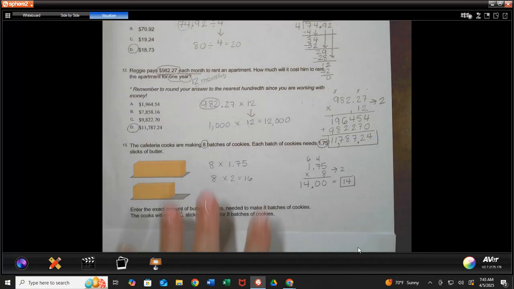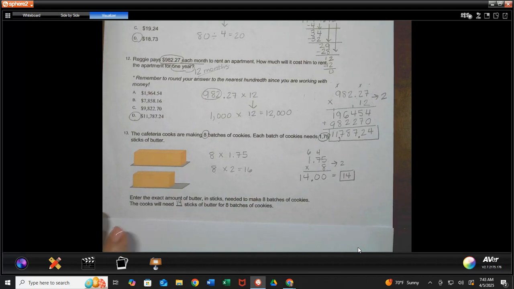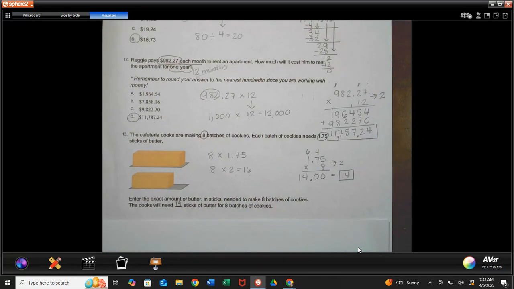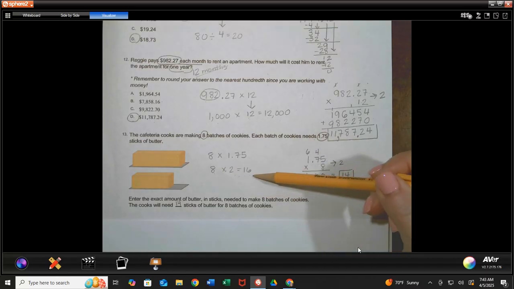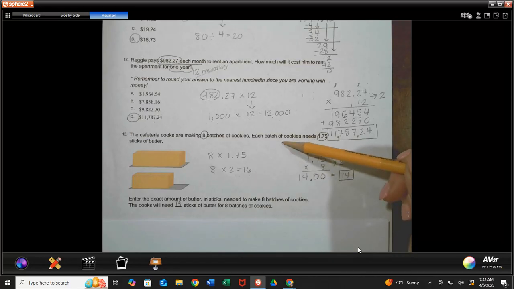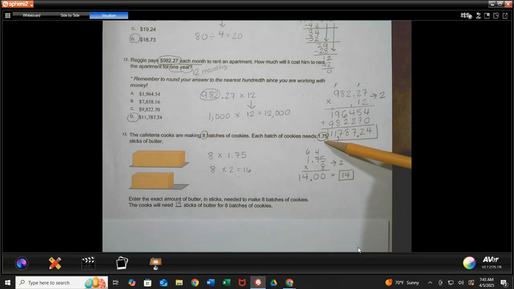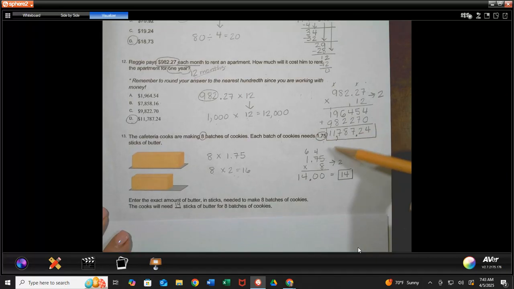The cafeteria cooks are making 8 batches of cookies. Each batch of cookies needs 1 7/500 sticks of butter. So almost 2 sticks. As a matter of fact, we round up to get a quick estimate of 16. I know I'm multiplying because if this is the amount of butter needed in 1 batch and I have 8 batches, I'm combining 8 groups of 1 7/500. Your classic multiplication setup. 175 times 8 is how I treated this. I got 1400 when I multiplied.